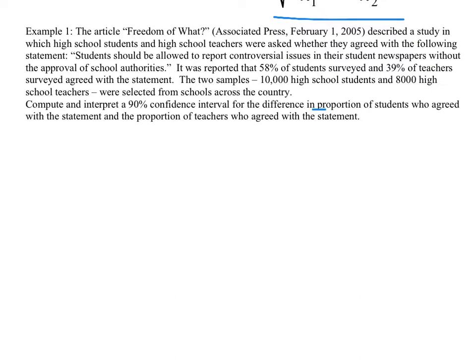Okay, in this study, high school students and high school teachers were asked whether they agreed with the following statement. Students should be allowed to report controversial issues in their student newspapers without the approval of school authorities. 58% of students surveyed and 39% of teachers agreed with the statement. They had 10,000 high school students and 8,000 high school teachers in their samples, and we're going to compute and interpret a 90% confidence interval. So let's start with the conditions.